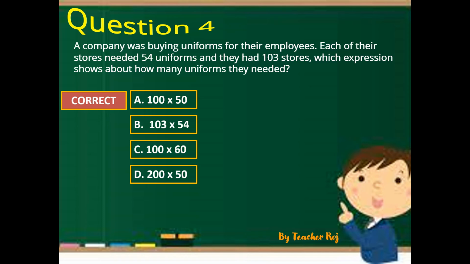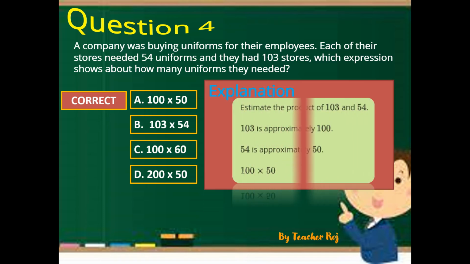Ayan. Balik tayo doon kanina sa mga steps natin. Baka hindi tayo magkamali. Bakit? Estimate the product, 103 and 54. 103 is approximately 100. 54 is approximately 50. Thus, 100 times 50 is the correct expression for this statement or problem. Next, number 5.